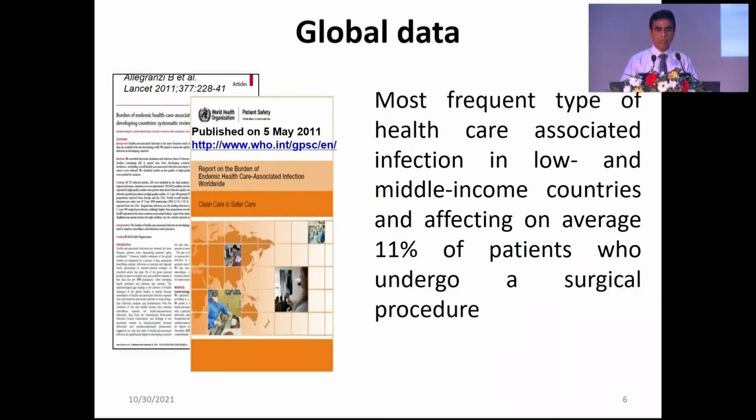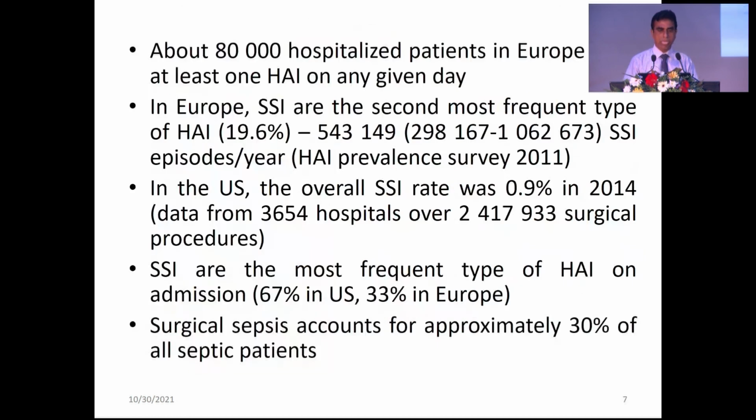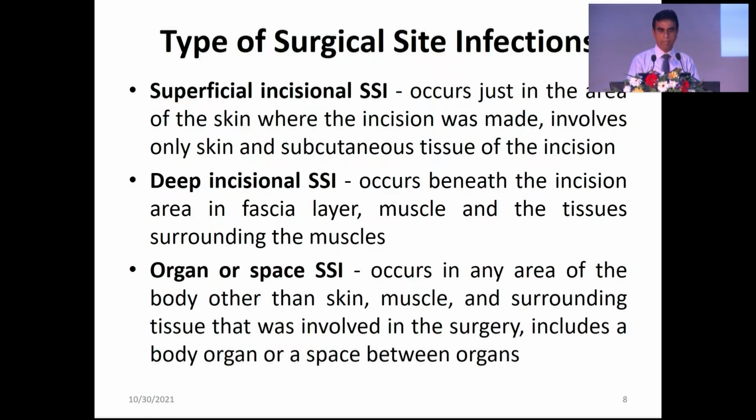If you look at the global data, it's the most frequent type of healthcare-associated infection in low and middle-income countries, as well as in first world countries, affecting on average 11% of the patients who undergo surgical procedures. If you look at Western countries, about 80,000 hospitalized patients in Europe have got surgical site infection. And then in the USA also, similar kind of data.